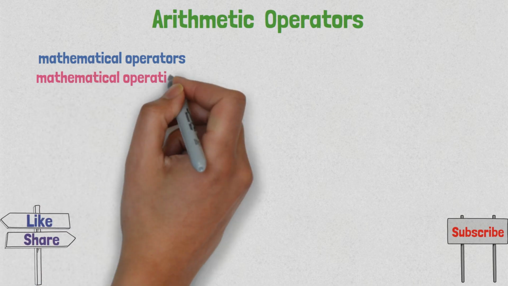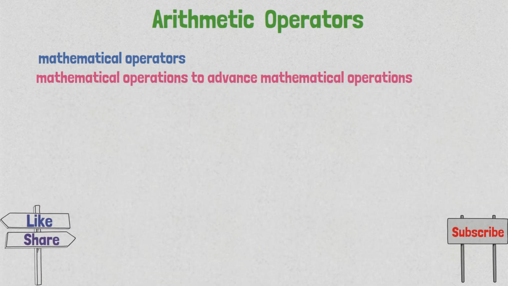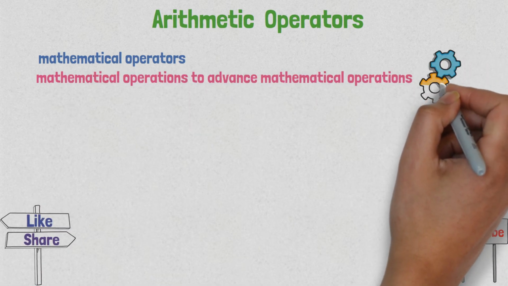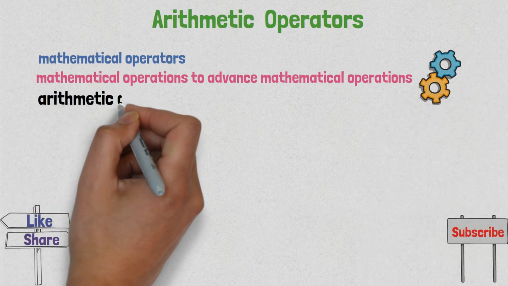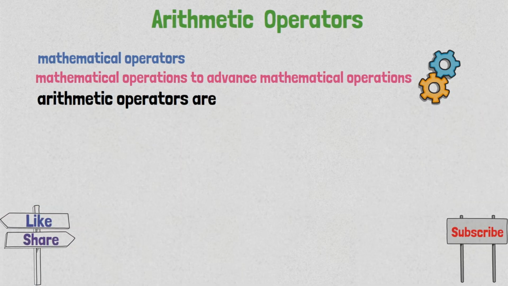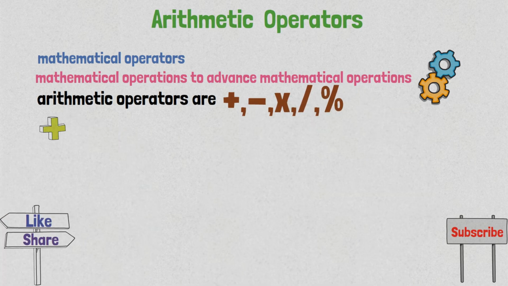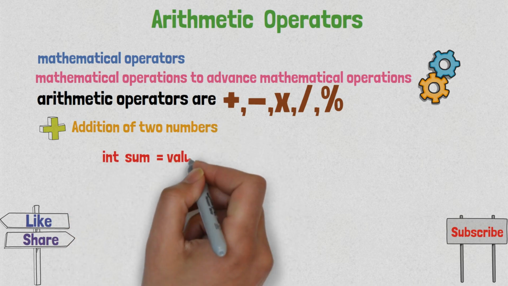Arithmetic operators are mathematical operators that can perform various mathematical operations. There are many arithmetic operators. They are: plus operator, addition of two numbers. Using this plus operator we can perform addition.